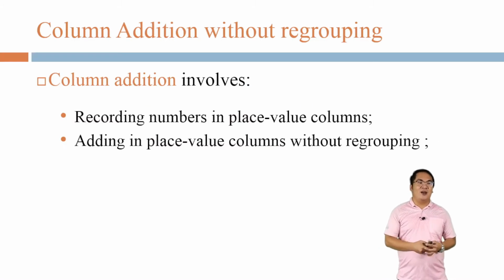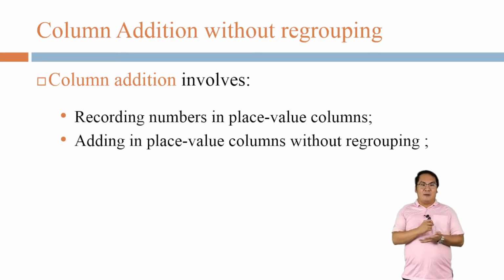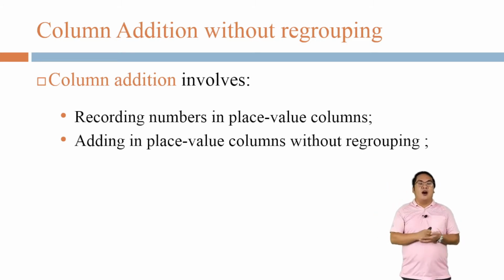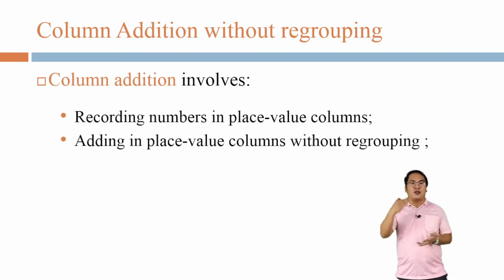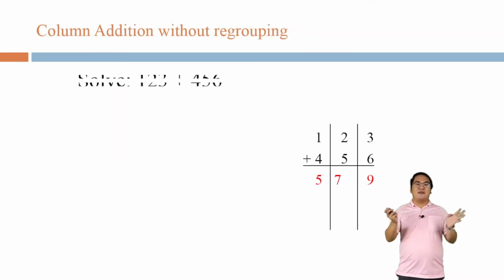Alright, so column addition without regrouping. These are the addition processes where we're just going to add them as is. We're not going to do anything, we're just going to combine two numbers. The first is recording numbers in place value columns, and the second is adding in place value columns without regrouping. So let's have an example.